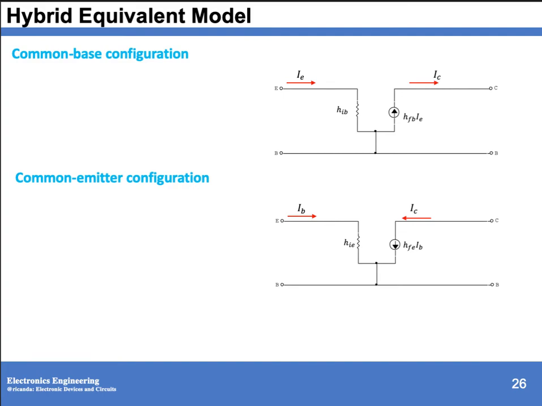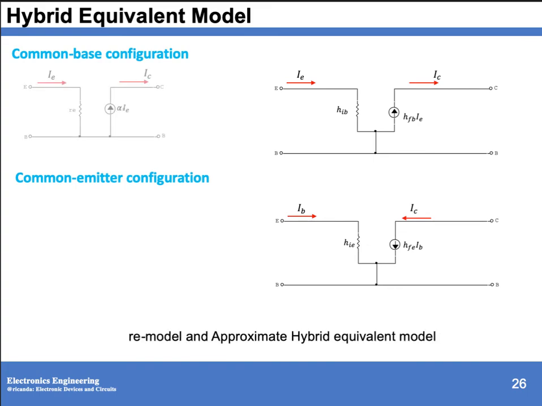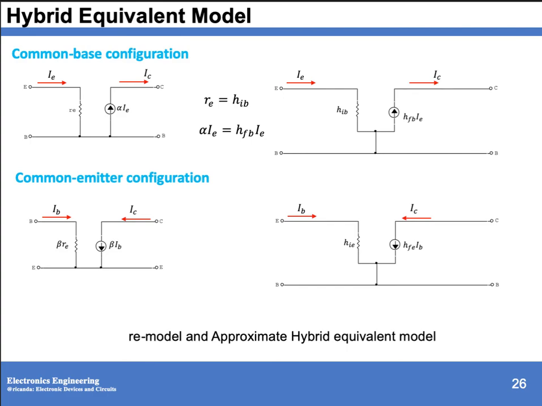So if we have to get the relationship between your approximate hybrid equivalent model and the re model, in your re for a common base and for your common emitter. Therefore, re in your common base is the same as HIB. And your alpha IE in your common base is the same as HFB IE. So it means alpha is equivalent to HFB. Beta re in your common emitter is equivalent to HIE. And beta IB is equivalent to HFE IB. So therefore, beta is the same as your HFE.